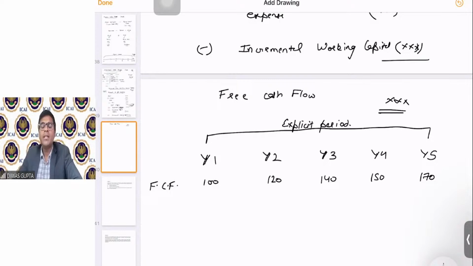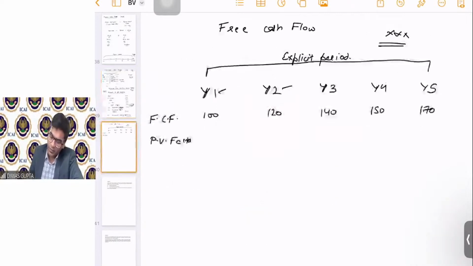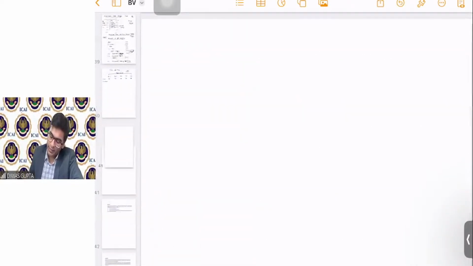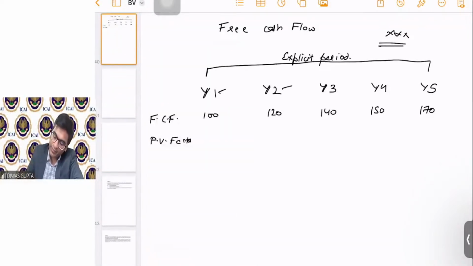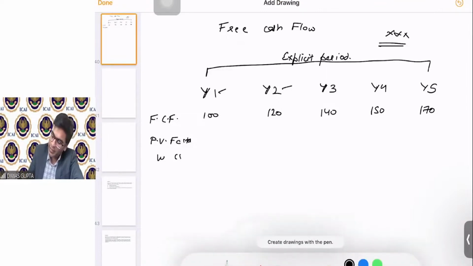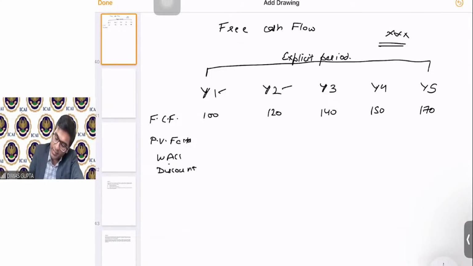So for the explicit period, we have calculated the free cash flows. Then we will multiply it with the present value factor, because year two value is not equal to year one value from a time value of money perspective. So the present value factor will be multiplied in this, and hence we will arrive at the present values here, right? And this will be based on the WACC discounting rate. Let's say WACC is 10%.